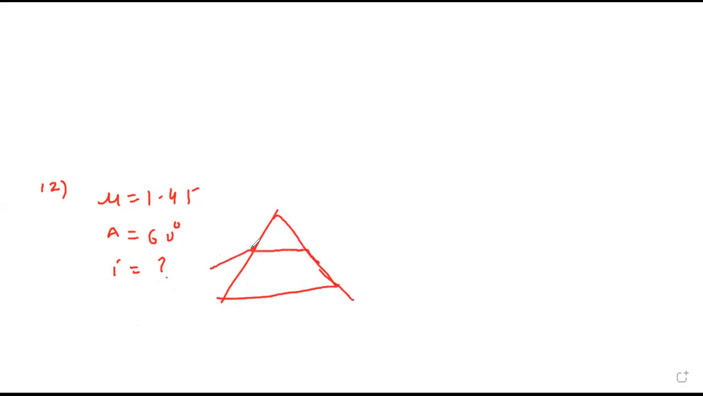The refracting angle of a glass prism of refractive index 1.45 is 60 degrees. At what angle should a ray of light be incident on the first face so that it emerges out of the second face just parallel to it? This means the emergent ray is parallel to the face, so e is 90 degrees there. If e is 90, it means there is no refraction on this end.